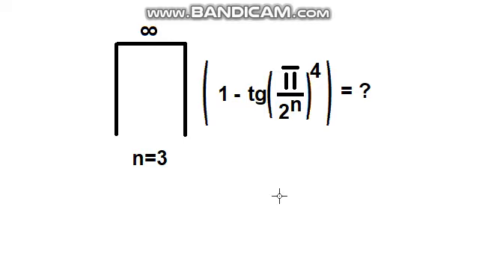Hello there. Today I'm going to show one interesting task about trigonometry: find the value of the product of all the elements from n equals 3 up to plus infinity of 1 minus tangent to the fourth power of pi over 2 to the power of n. Okay, let's try to evaluate it.